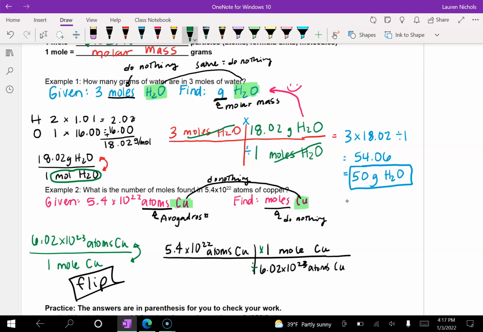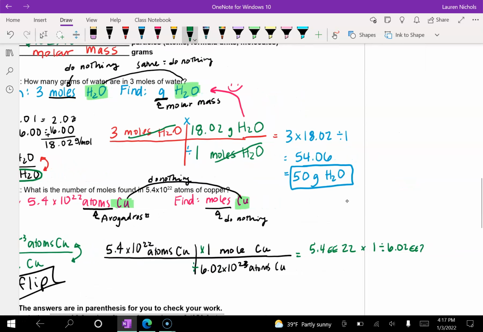When we do this, we multiply by what's at the top, and we divide by our denominator. So in our calculator, that would be 5.4 EE22, because I use the EE function on my calculator. Remember, if you're not using that, make sure you put any number in scientific notation in parentheses, times 1, divided by 6.02 EE23.